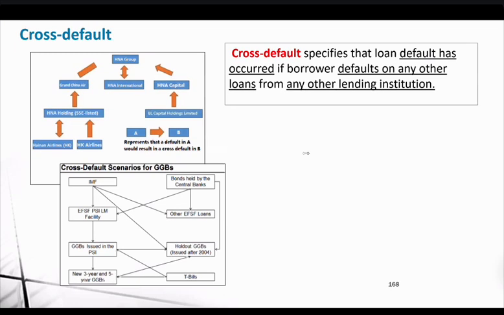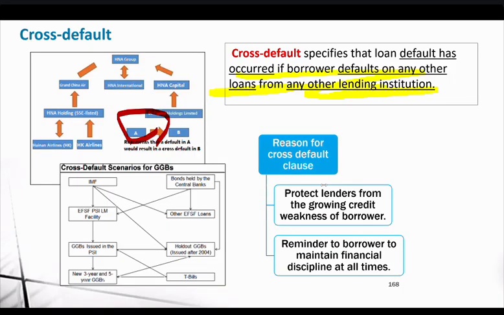Cross default means if the borrower defaults on any other loan with any other bank, you have the right to also call event of default. The reason you do that is you don't want to be in a position where one loan catches fire and you cannot call event of default, and then they will sue and recover and you're left with nothing. So that's why you want to call. Cross default protects lenders from weakness and reminds the borrower to maintain financial discipline at all times.